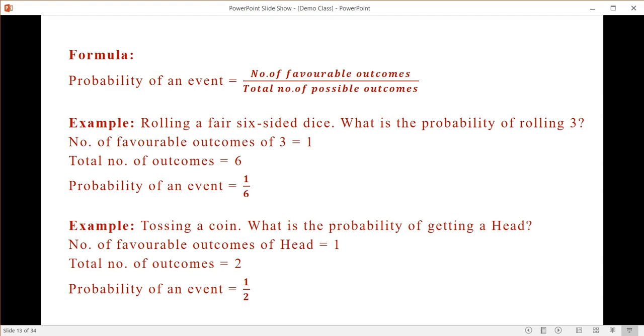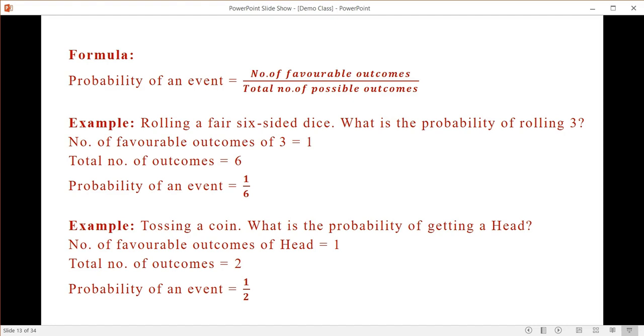So the formula is: probability of an event equals number of favorable outcomes divided by total number of outcomes. The number of favorable outcomes for getting 3 when rolling a single dice is only one possibility. So that is 1. The total number of values in the dice is 6. So 1 by 6. The answer is 1 by 6.